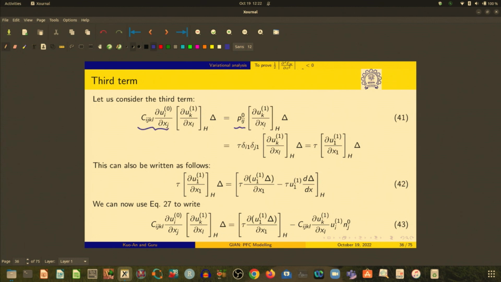So, you have ∂u_k by ∂x_l into delta, and P_ij^0 you can write in terms of tau δ_ij, δ_i1, δ_j1 etc. So, this i=1, j=1 etc. makes life easy. So, you get tau ∂u_1 by ∂x_1 times delta. Now, this can also be written as this. Okay, this is just purely algebraic manipulation.